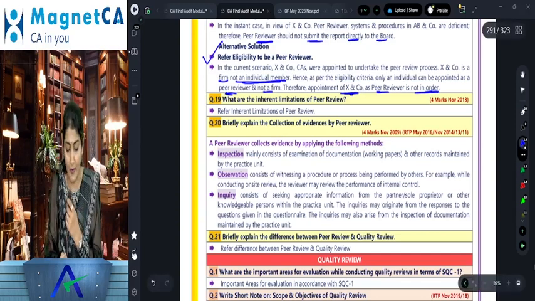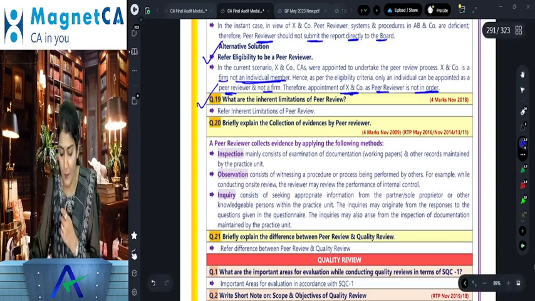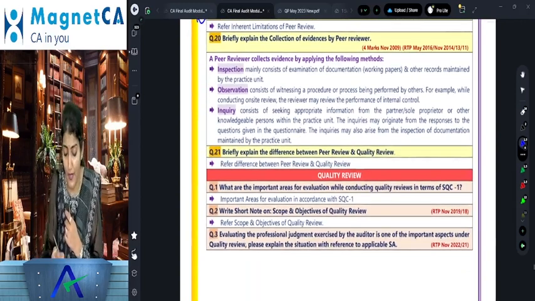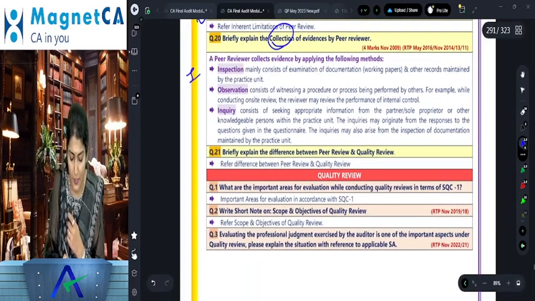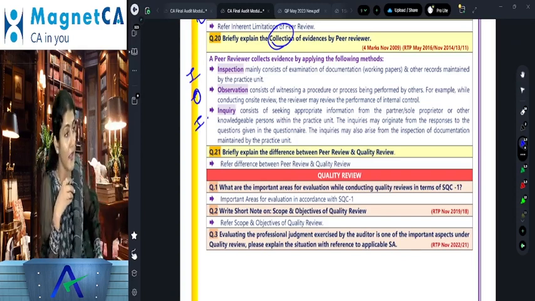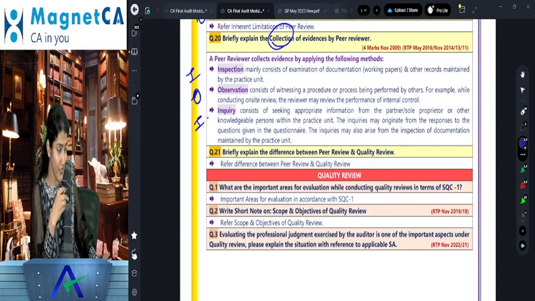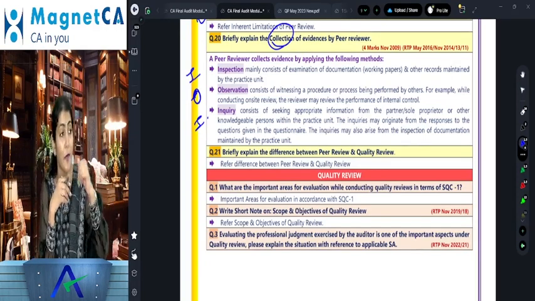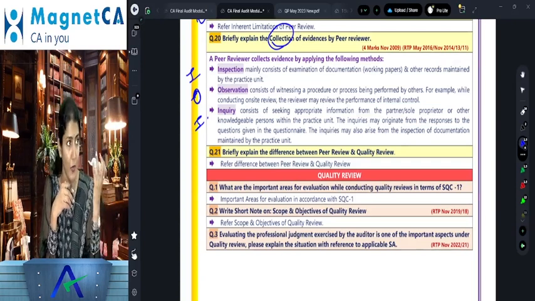You understand? Then a question asked regarding the inherent limitations of the peer review. Then when you go for the review, how do you collect the evidences? Again, inspection, observation, inquiry. So we are making use of our 3 colors out of the 7 colors of ICAI-ORR. Right? Inspection, observation and the inquiry. So I am the reviewer. I am going to the practice unit. What can I do?